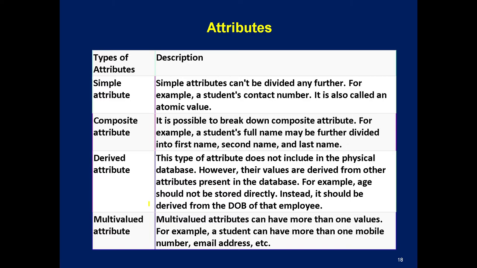And when we say derived attribute, it is not stored in the physical database. However, their values are derived from other attributes present in the database. Say for example, age should not be stored directly. That's one derived attribute. Age is a derived attribute because we cannot really save my age here, since, as I have said, age is not a constant value. It's gradually changing. So instead of saving age, we save the date of birth because date of birth itself is the root of our age. So we can derive our age based on our date of birth.